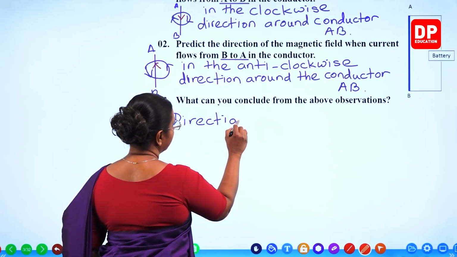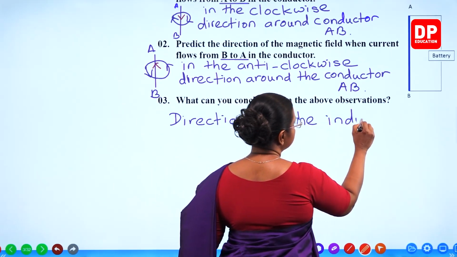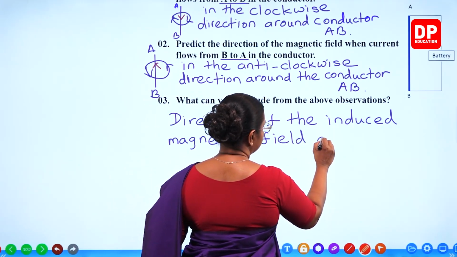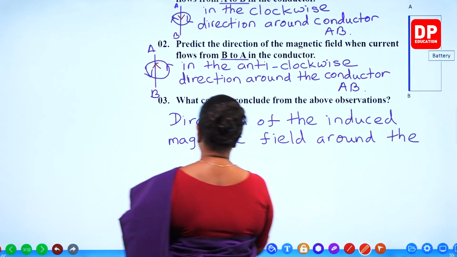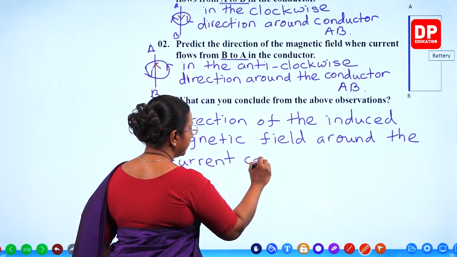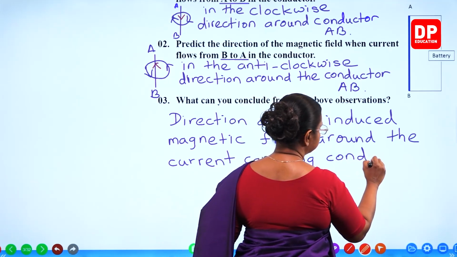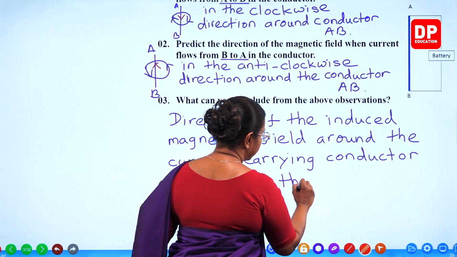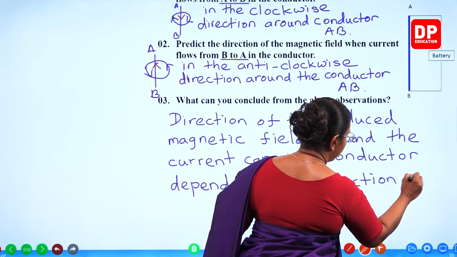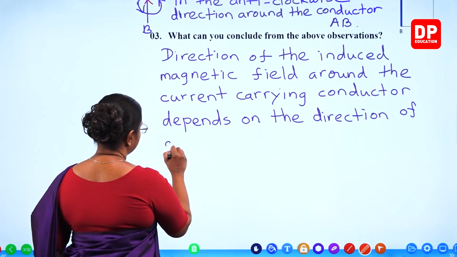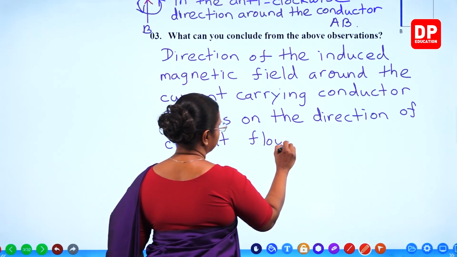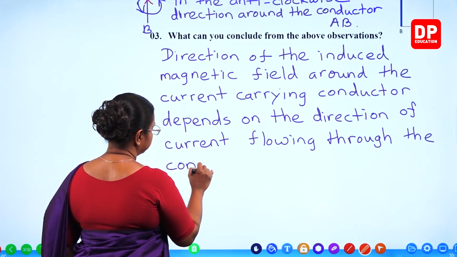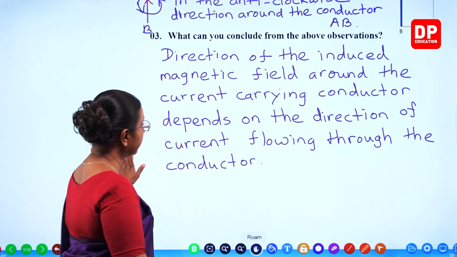Direction of the induced magnetic field around the current carrying conductor depends on the direction of current flowing through the conductor. So, that is what we can conclude from this activity.